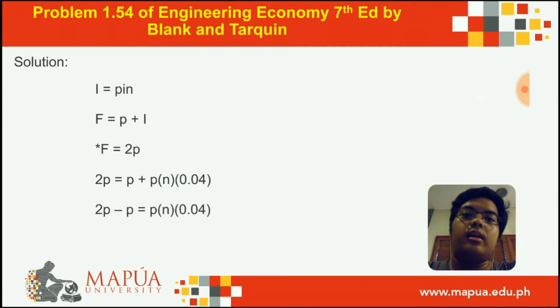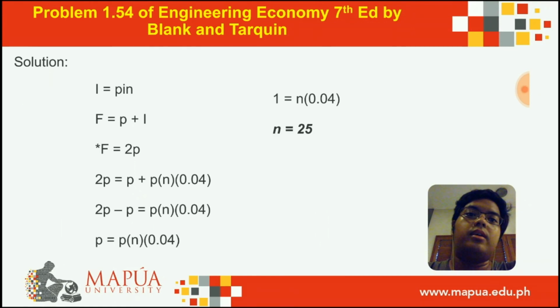Then, transposing the P to the left side of the equation, 2P minus P is equal to P times N times 0.04. Performing subtraction, now we have P is equal to P times N times 0.04. Cancelling P from both sides of the equation, now we have 1 is equal to N times 0.04. Then dividing 1 by 0.04, we have N is equal to 25.